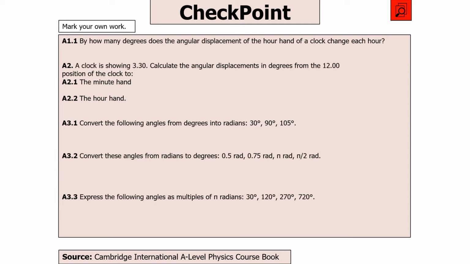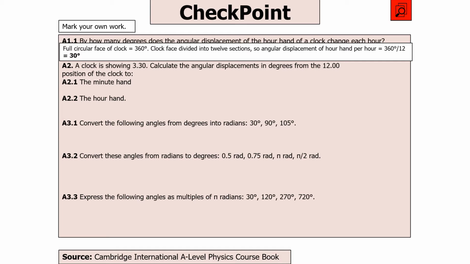Right, in this first one, you know that the full circular face of a clock will be 360 degrees. We know a clock face is divided into 12 sections because it goes from 12 all the way back round again. So the angular displacement of the hour hand per hour is going to be 360 degrees divided by 12, which is 30 degrees. Now for this next one, the angular displacement of the minute hand is going to be half of the clock face, because it goes from 3:30 to 12, so we halve the clock face, so it's 180 degrees.